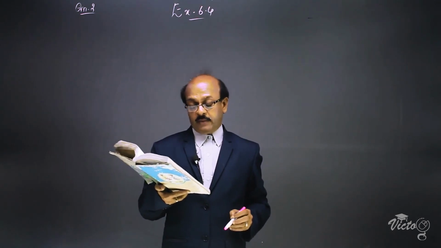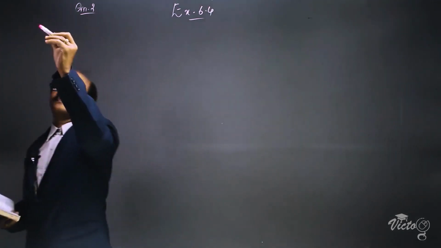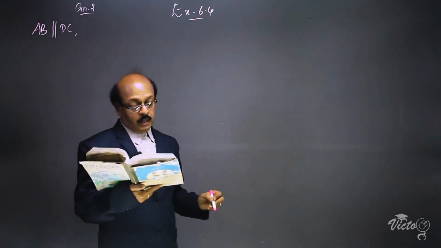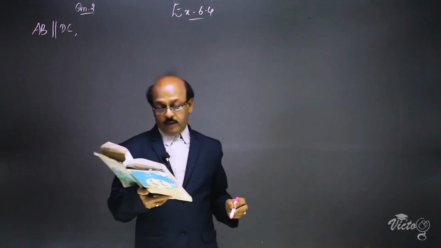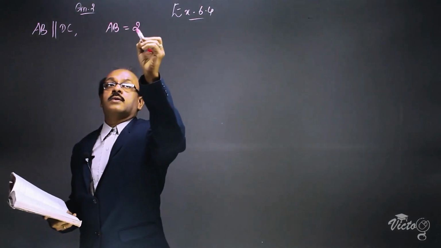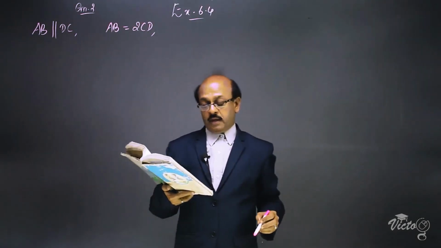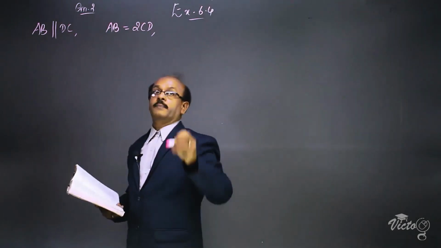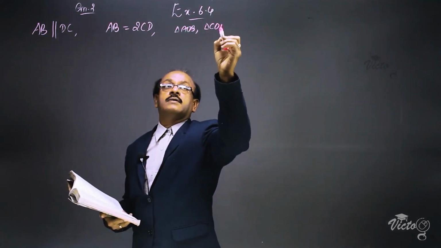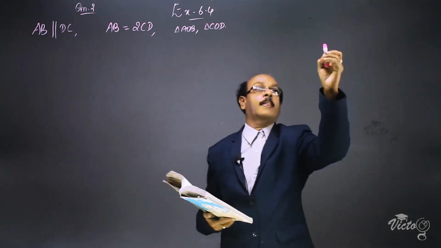Diagonals of a trapezium ABCD with AB parallel DC intersect each other at the point O. If AB is equal to 2CD, find the ratio of the areas of the triangles AOB and COD. Now, the figure is a trapezium.